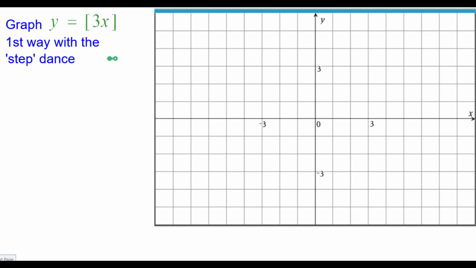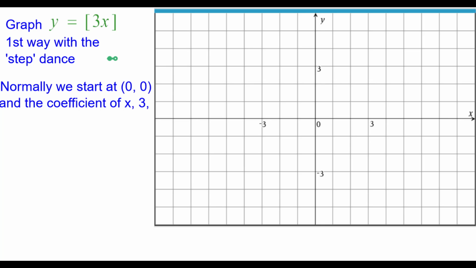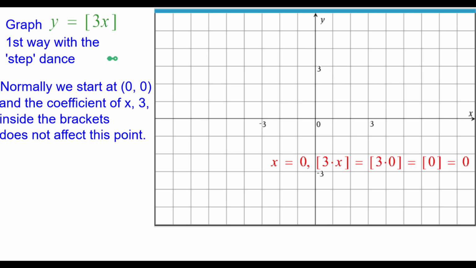The first way is with what we call the step dance. Normally we start at the origin, and the coefficient of x, 3, inside the brackets does not affect this point. So when x equals 0, the greatest integer of 3 times 0 is still 0.